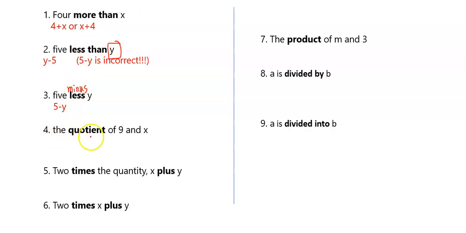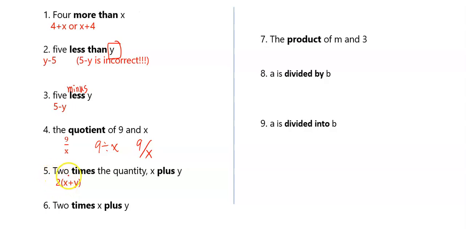And number 4, quotient means division. So we just follow the order. We take 9 and then divide by x. Since division has many symbols, you could use the little fraction form. If you want to use the symbol, you can. Or you can even use a slash.